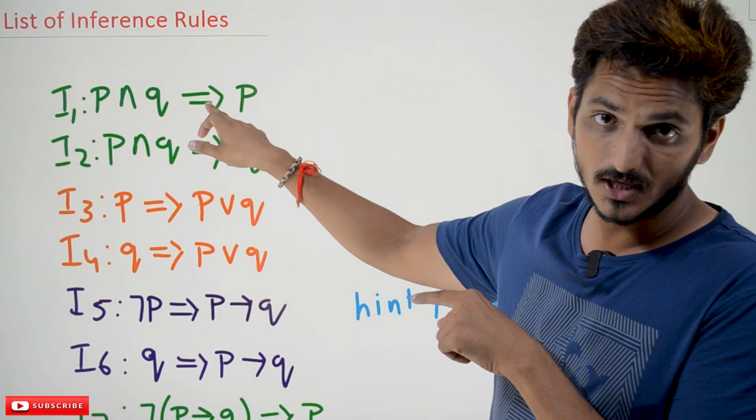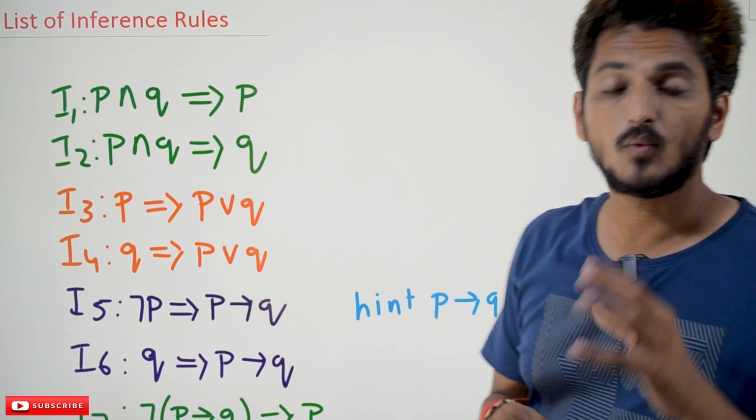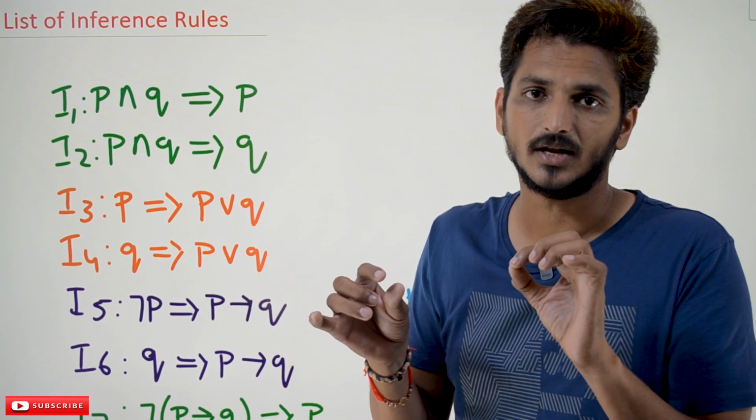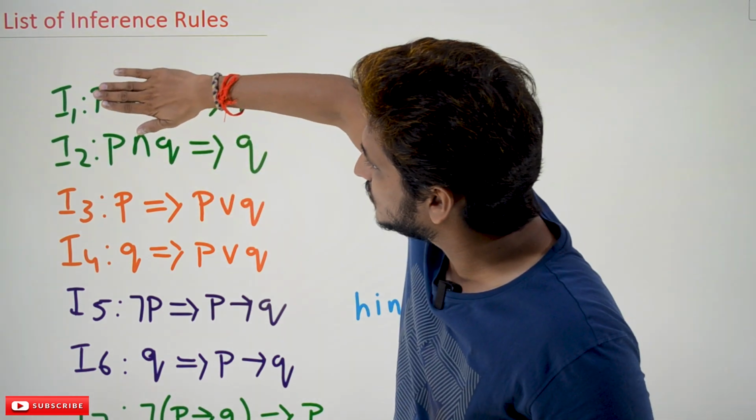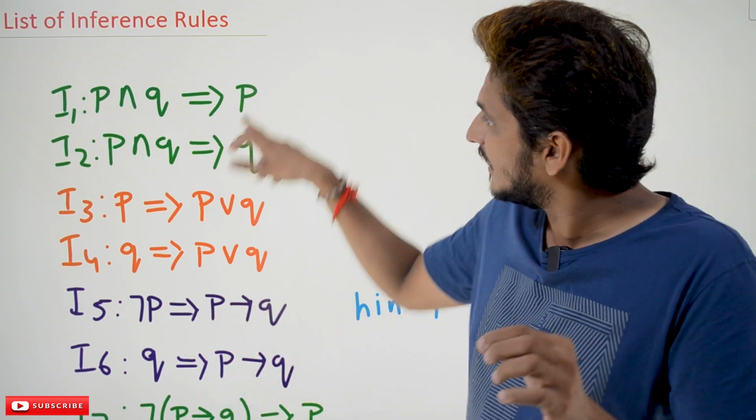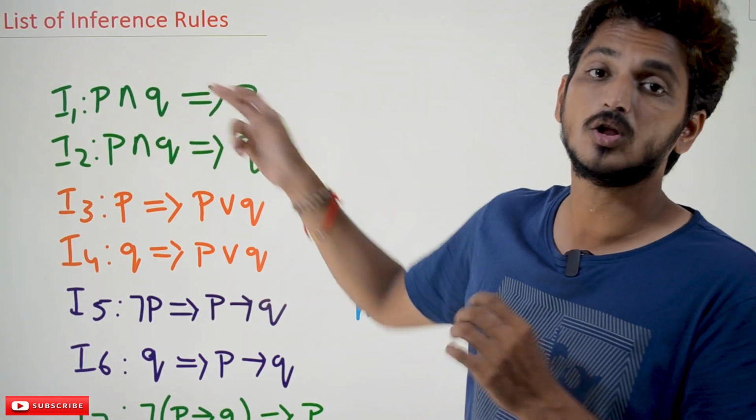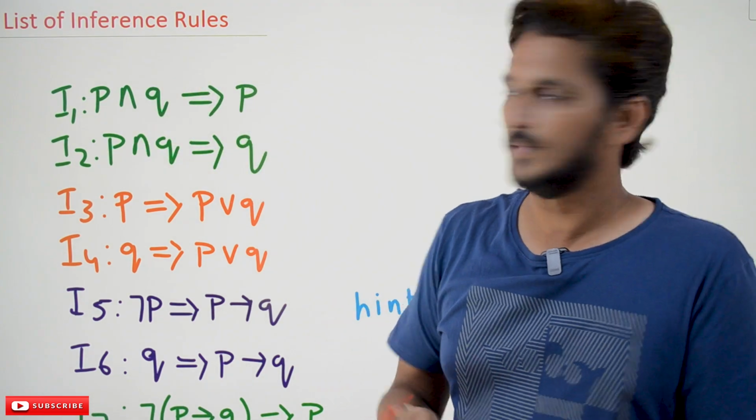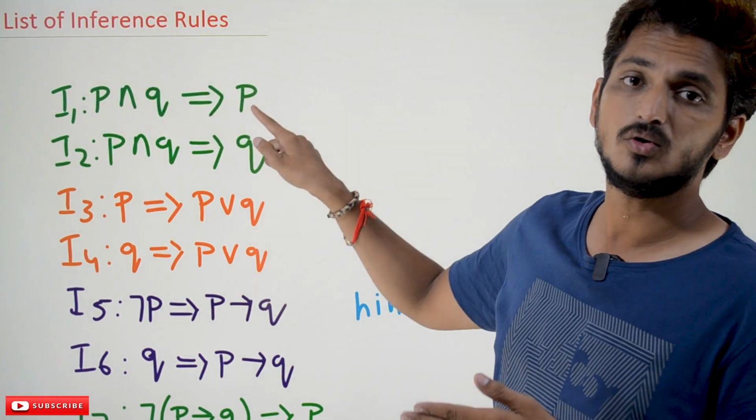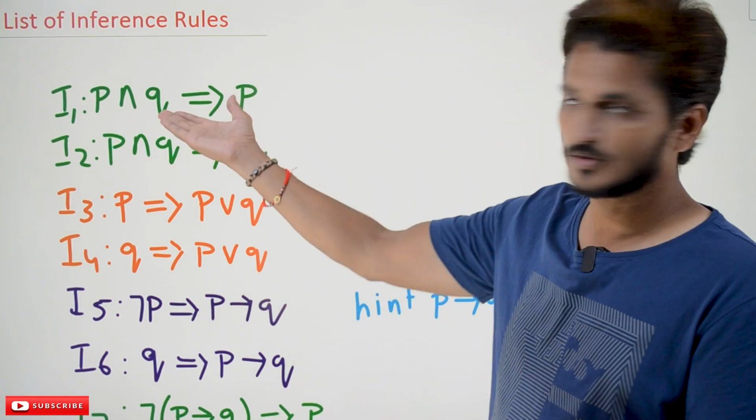This is the tautological implication symbol. P conjunction Q tautologically implies P. What is the meaning of that? We discussed it previously. What is the meaning of tautological implication? If the proposition P conjunction Q is true, then definitely P has to be true. Then only these two propositions are tautologically implied, meaning this proposition implies that proposition is equal to tautology. Yes, this inference rule is accepted.